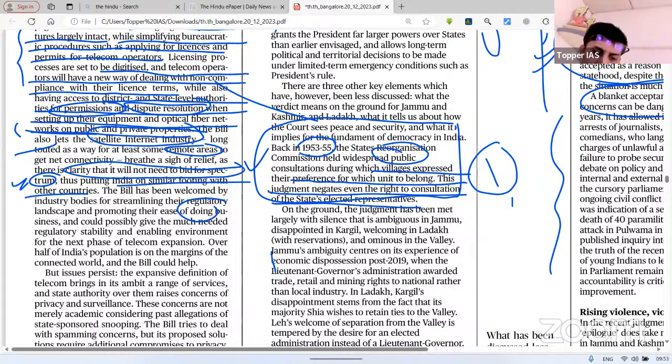They are simplifying a lot. And it could possibly give much-needed regulatory stability and an enabling environment for the next phase of telecom expansion. They are also asking, so we want to expand the telecom, for that also make it easy. Over half of India's population is on the margins of the connected world, and the bill could help.